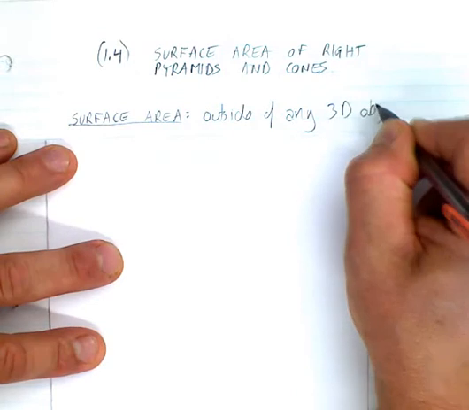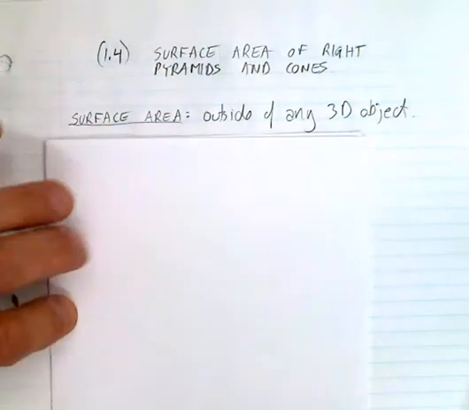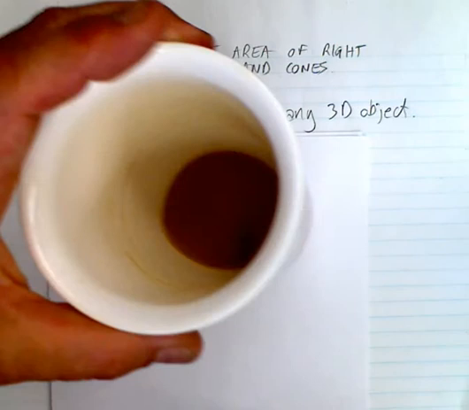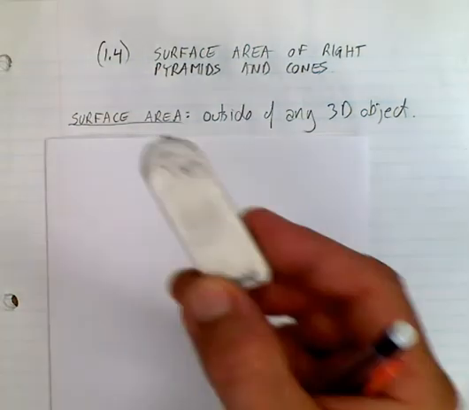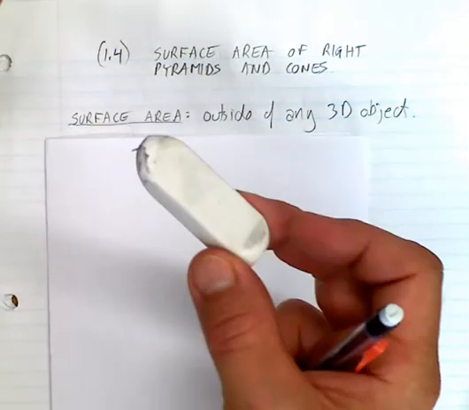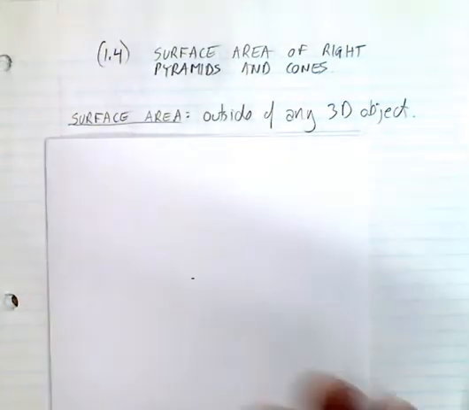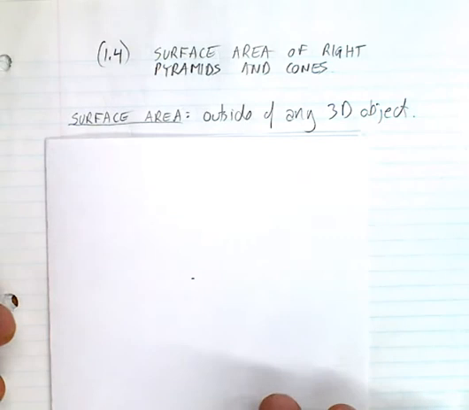So it's basically what you can touch. Say, look at this mug. The surface area of this mug would be the outside of it, right? If you talk about the surface area of this eraser, it's just the area of all the faces. So the surface area is the area that you can touch around the outside, okay? And we're looking at the surface area of pyramids and cones.